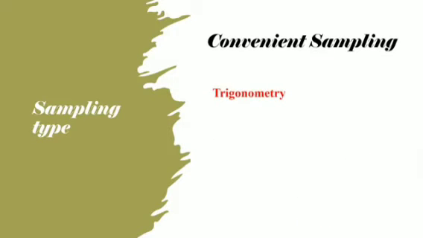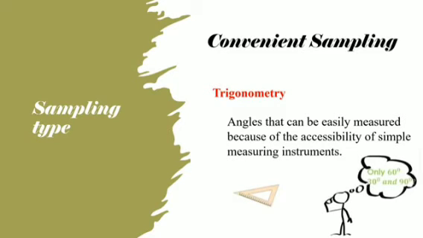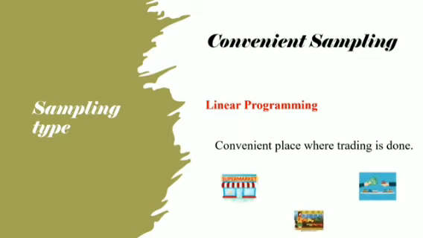For trigonometry, convenient sampling may mean the selection of angles that can be easily measured because of the availability of your measuring instrument. For linear programming, however, convenient sampling can mean the selection of respondents that may be conveniently obtained, or observations made at a convenient location. Remember, these respondents or observations made are critical to determine the constraints such as pricing, rates of stock turns, etc.